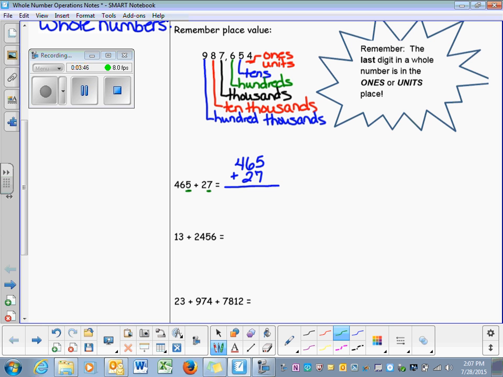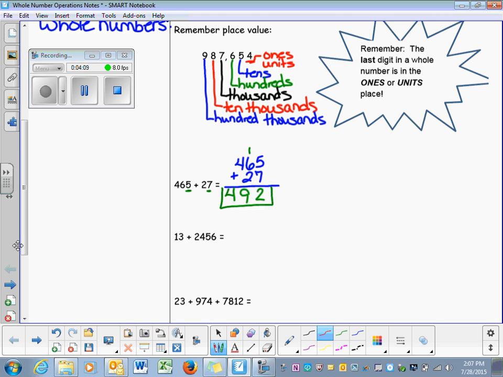So we start on the right and we work our way to the left. We add 7 plus 5 is 12. Put down the 2, carry the 1. 1 plus 6 is 7, plus 2 is 9. There's nothing to carry this time. And 4 plus nothing is 4. So the answer is 492.